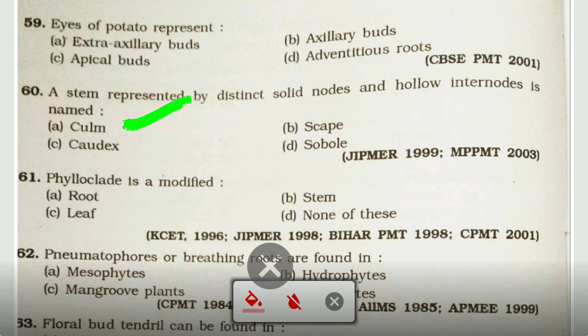Now coming to the next question, phylloclade is a modified. See, very important question. Phylloclade, pneumatophores, cladode. These are the questions which can very frequently be asked in examination, so you have to understand it. The answer here is: phylloclade is a modified stem. Understood? Now coming to the next question.